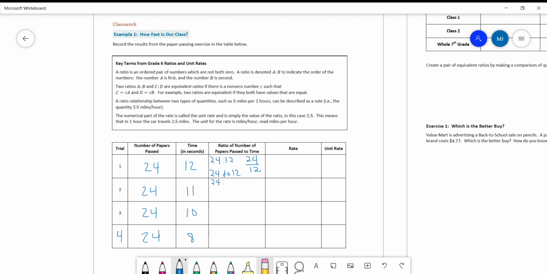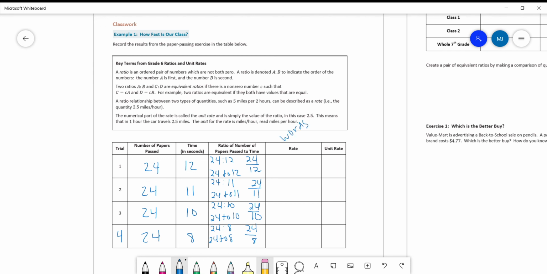So let's look at the next set. We've got 24 to 11. Go ahead and take just a minute, pause your video, and see if you can do number 3 and number 4. Okay, number 3. And trial 4. If your table doesn't look like this one, go ahead and pause the video and fix your table at this time.